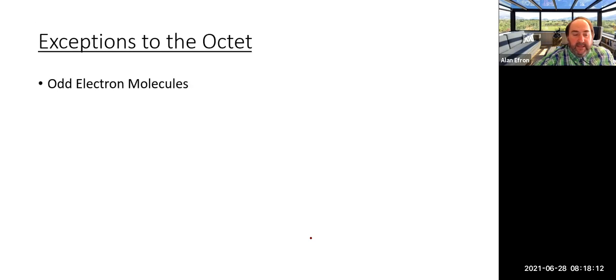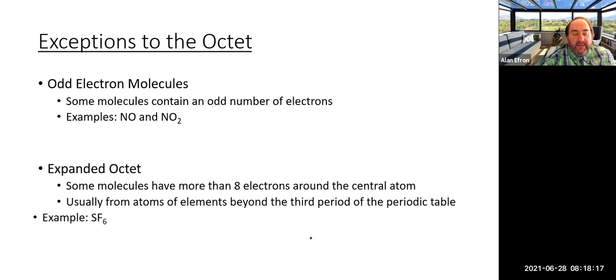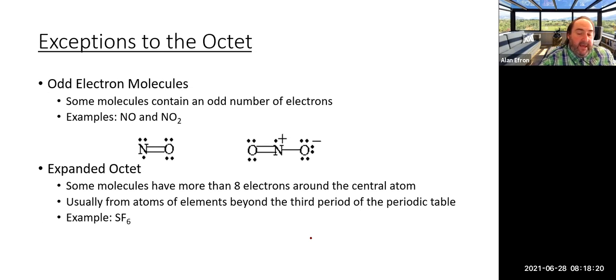Another exception to the octet rule is one that's referred to as an odd number of electrons. Here are a couple of examples, NO and NO2. When you do the calculation for the valence electrons for NO, that's 5 and 6, which is 11 electrons. And obviously you have 1 unpaired electron. Same thing over here. We end up with this 1 unpaired electron that's present. These are sometimes referred to as radicals or free radicals. Those are things that have 1 unpaired electron.